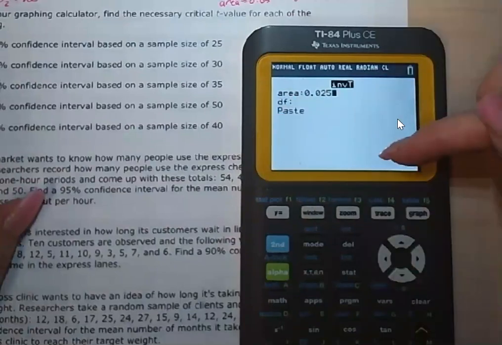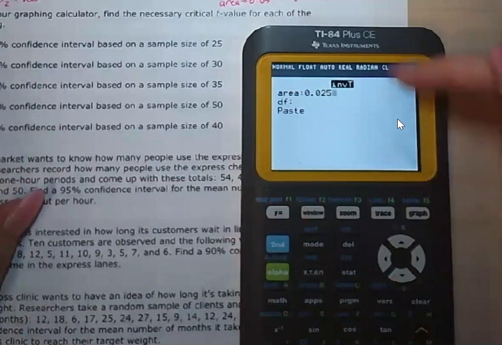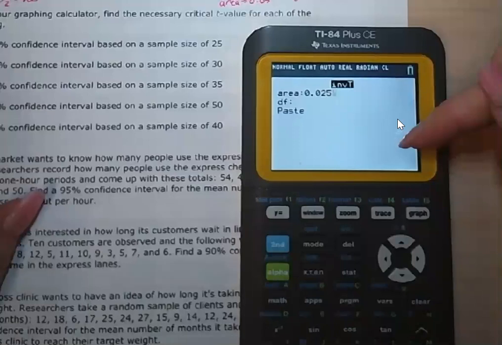The negative t star is the same as the positive t star. They're opposites of each other. And when we do a confidence interval, we're going to add and subtract anyways. So it doesn't matter too much. You can just write the positive equivalent for this activity though.